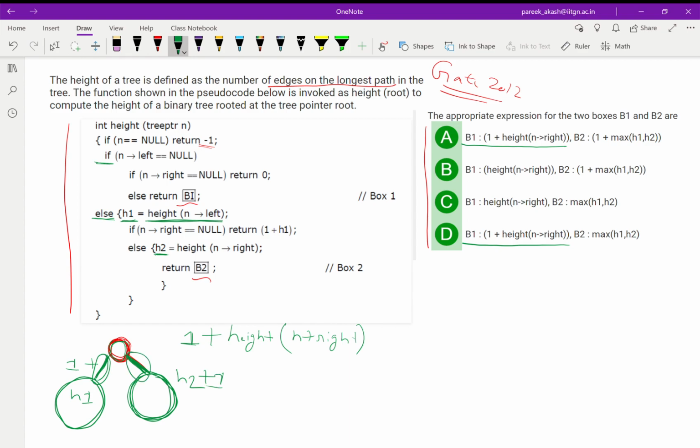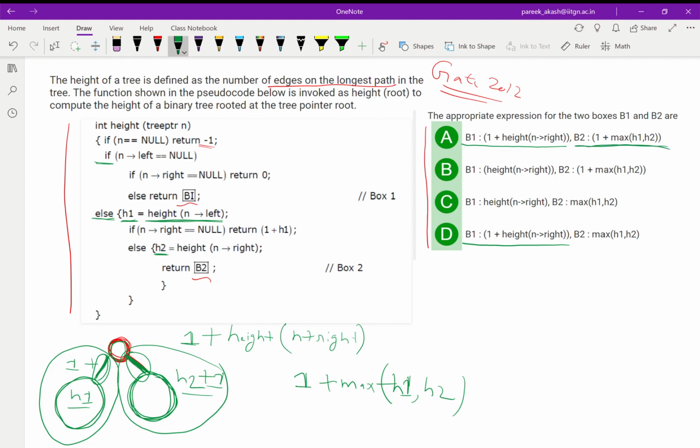And now we have to return. So what should we return? Either this will be the height of the tree or this will be the height of the tree, whichever of them is max. So we can write return max. In both we have 1, so we return 1 plus max of h1 comma h2. That means either the left subtree will be larger or the right subtree will be larger. And this b2 is in option A. So option A is the correct answer for this question.